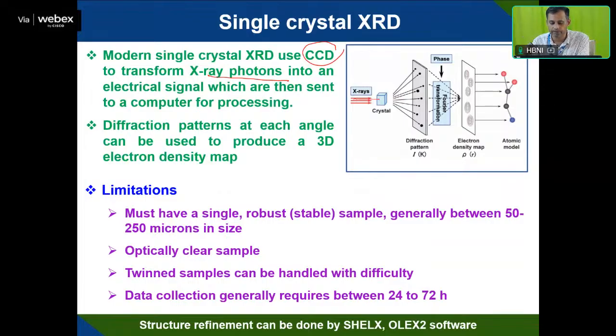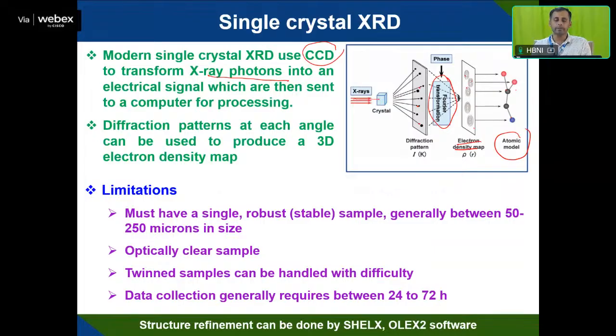So the diffraction pattern at each angle can be used to produce a 3D density map. You can see here, after you get the diffraction pattern spots, that can be Fourier transformed, and then you get the electron density depending upon the element. You will call this electron density mapping. Based on the electron density mapping, you can create a 3D structure, whether it corresponds to oxygen, carbon, or nitrogen, and based on the atomic model, you can find out the crystal structure.